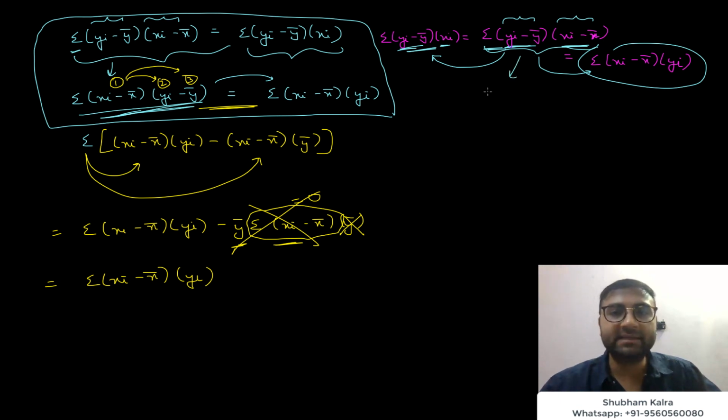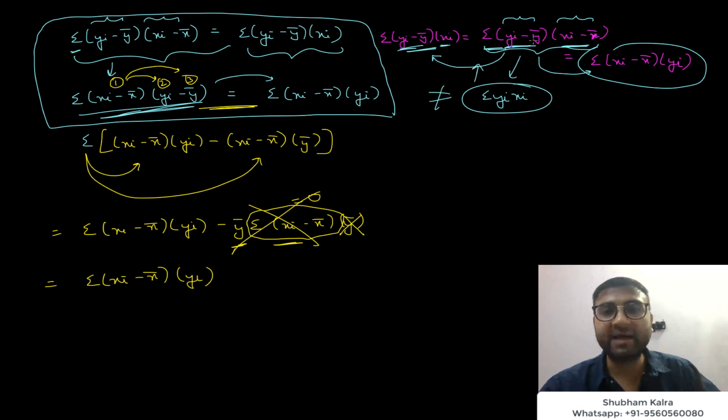So you cannot write this as summation of yi multiplied by xi. This is not equal to these. You cannot remove y bar and x bar both at the same time. You can remove only one of them. Which one you remove, it won't make a difference. If you want to remove y bar, fine. If you want to remove x bar, fine, but do not remove both of them. So this is how you can keep this in mind.